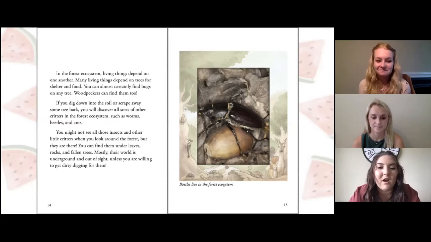You might not see all those insects and other little critters when you look around the forest, but they are there. You can find them under leaves, rocks, and fallen trees. Mostly, their world is underground and out of sight, unless you are willing to get dirty digging for them. And our caption says, beetles live in the forest ecosystem.